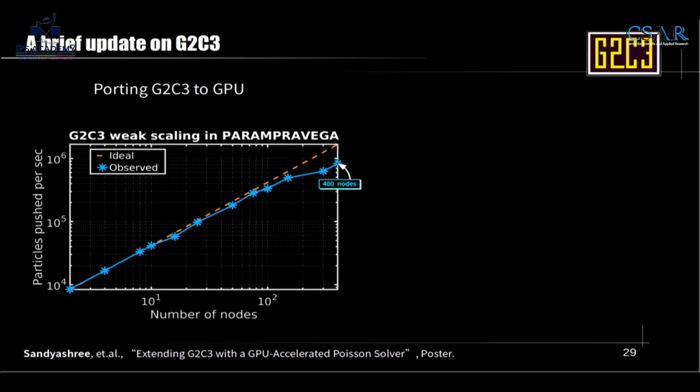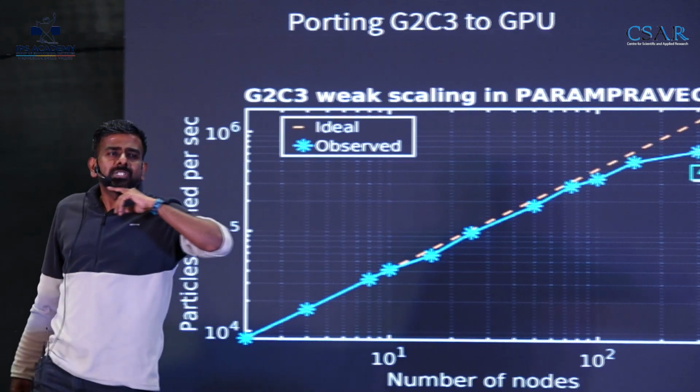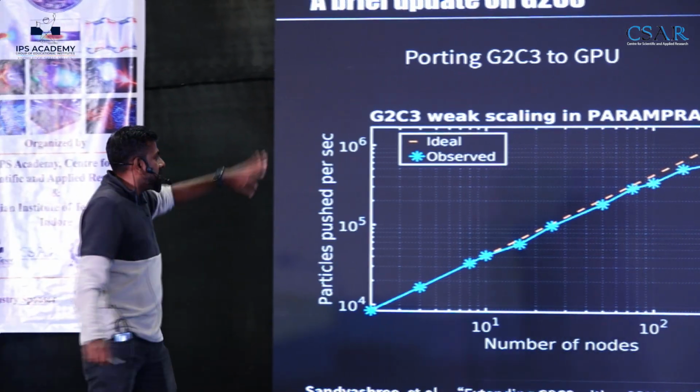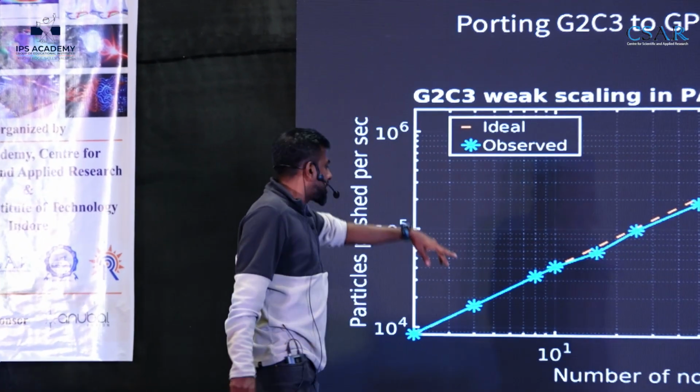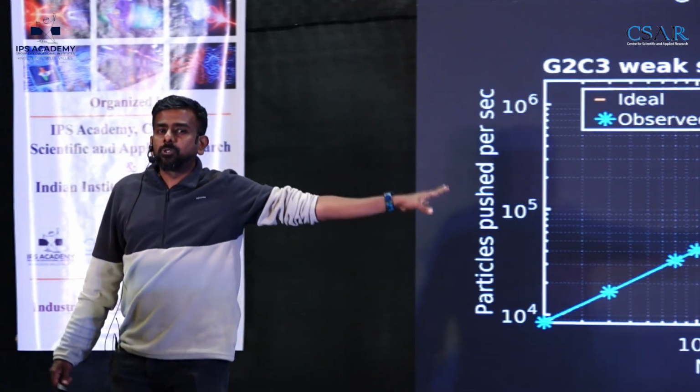We never meant it to be so good. So here is a case wherein we are running it on 400 nodes. 400 into 48 or 64? Okay, I don't remember. Each node has 64 cores, I suppose. So this is in Param Pravega. This is the IISc supercomputer.